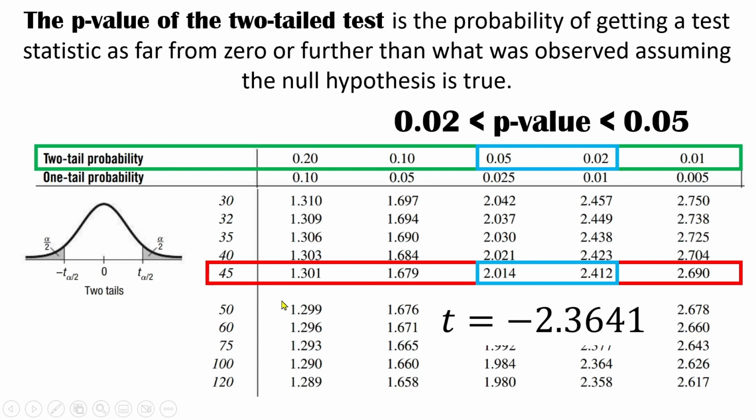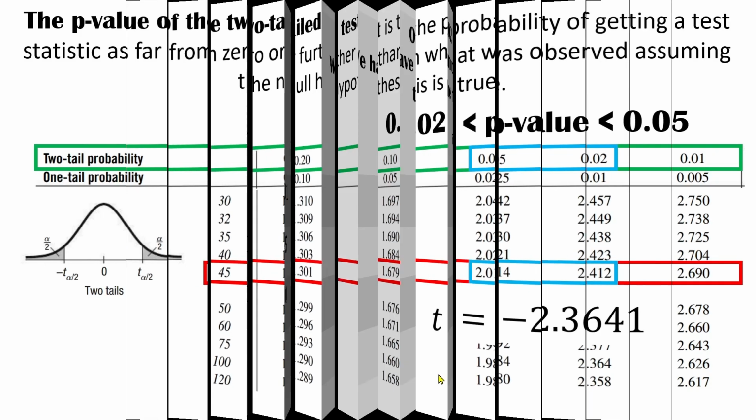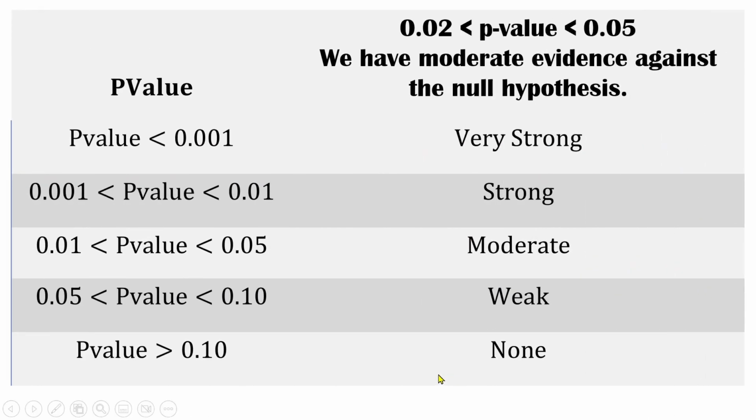This, of course, is an approximation because we're using 45 degrees of freedom when we should be using 49, but it's a very good approximation because the sample size is quite large. So we can conclude that the evidence against the null hypothesis is moderate.